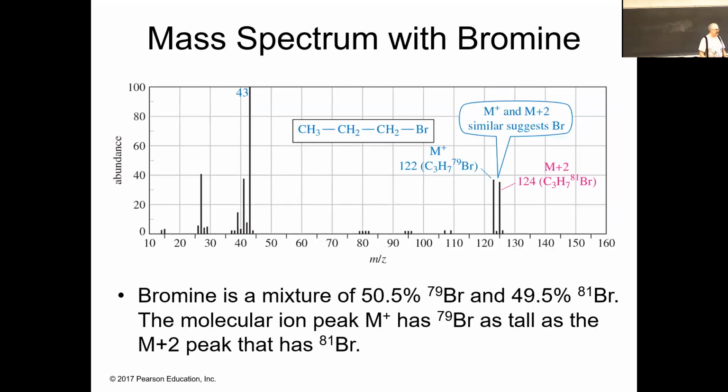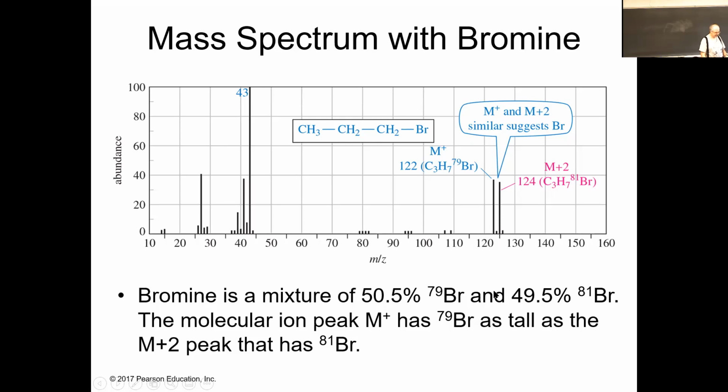Right, so here is 1-bromopropane. Here you can very clearly see the bromine signature. This peak is from bromine 79. This peak 2 units greater is from bromine 81. And so we have loss of 15 here. That's loss of a methyl. We still see the bromine signature, so we've lost a methyl from this side.